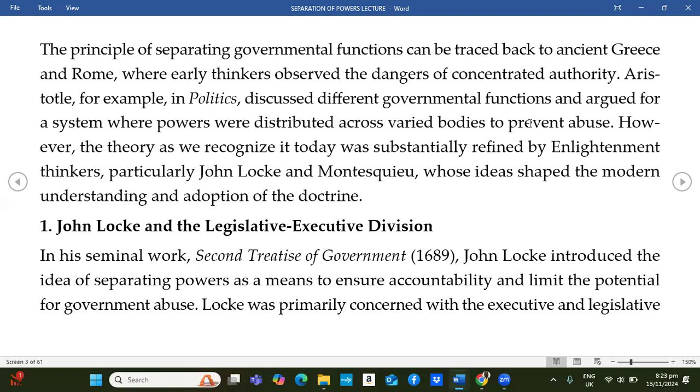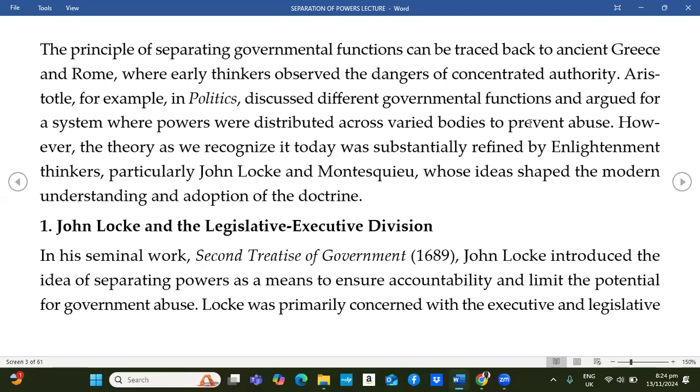But the point needs to be made that the theory of separation of powers, as we recognize it today, was largely refined by Enlightenment scholars. There was a period in European history that we call the period of Enlightenment. That came after what we call the Renaissance period. And during the Enlightenment period, scholars had a very probing mind, and they subjected everything to interrogation. So that is where critical thinking developed effectively. And some of the Enlightenment scholars included the social contractarian, John Locke, and also the respected philosopher, Baron de Montesquieu. And the ideas of these scholars have shaped our modern understanding of what we call separation of powers.